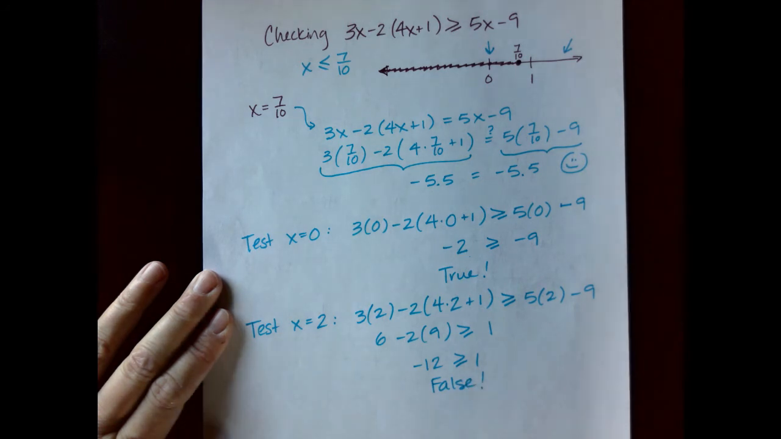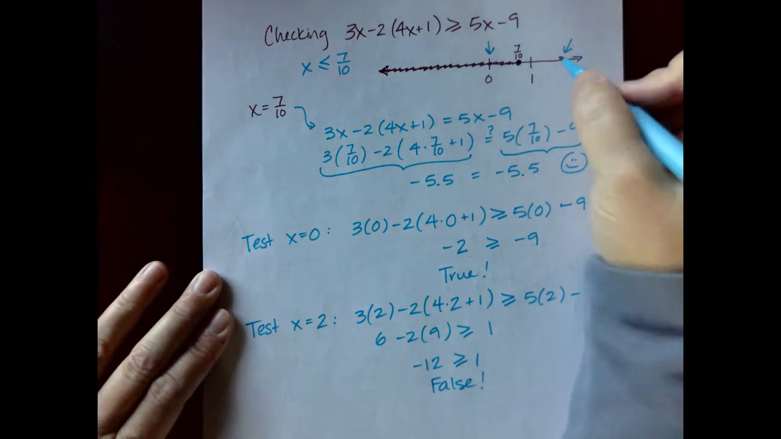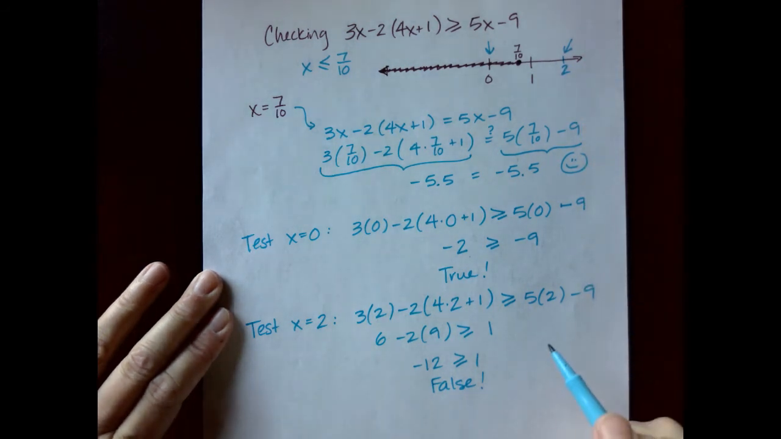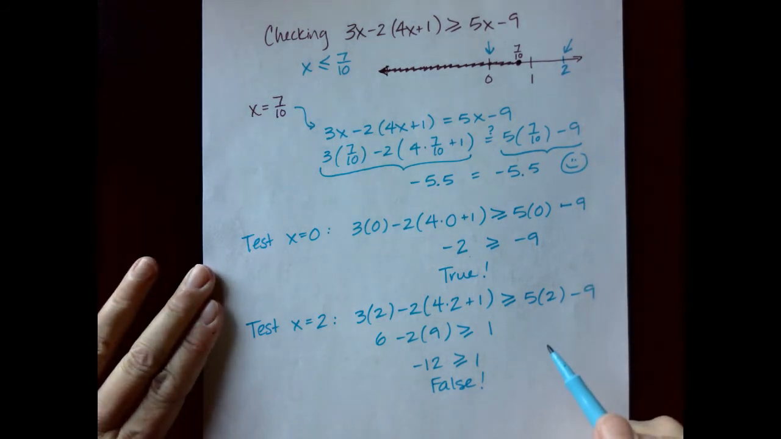And that might seem like it's a bad thing, but it's not. My test point of x equals 2 was in the region that I did not want to have as part of my solution. It is not part of the solution set for this problem, so it is not working in the original equation. And that is how we can test our work for inequalities.